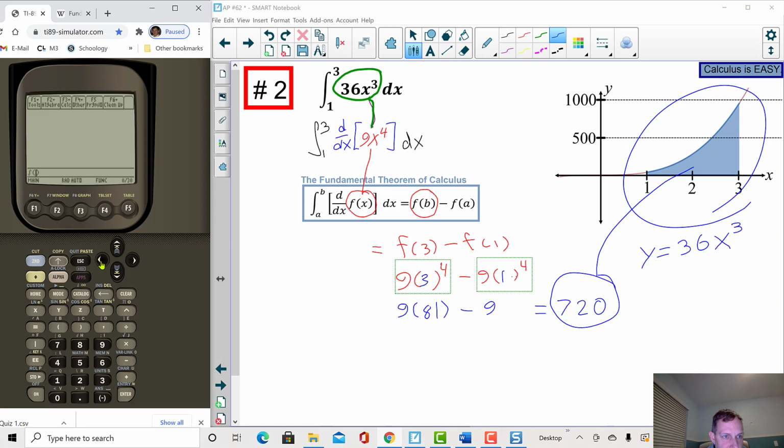We'll go back inside. We want to type in our function, but our function is in y1 of x. Then I'm going to put a comma and x, because the variable is x. And we want x this time to go from 1 to 3. So I'm going to put comma 1, comma 3. And then we'll push enter. And there we go. 720 was the final answer.